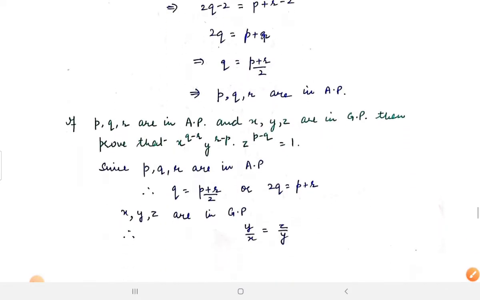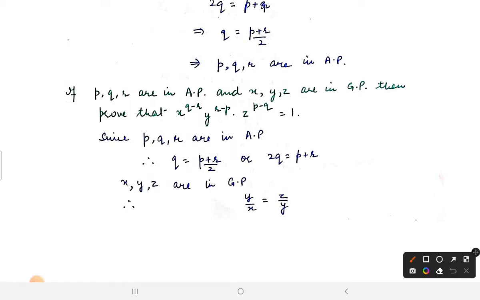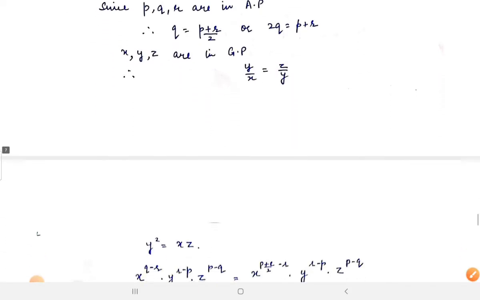Now let us take x, y, z, they are in GP. If they are in GP, then the common ratio should be the same. That is, if we divide y by x, we will get the same number when we divide z by y. So we have y upon x is equal to z upon y. By cross multiplying, you will get y square is equal to xz.